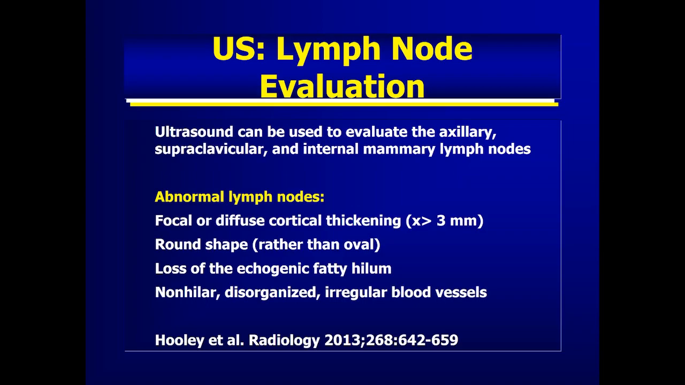Ultrasound can also help us to look at the lymph nodes. It can be helpful in evaluating the lymph nodes in the axillary, supraclavicular, and internal mammary regions. In general, abnormal lymph nodes will have focal or diffuse cortical thickening, usually greater than 3 mm. They will have a round shape. Normal lymph nodes tend to be oval, and then as they become malignant, they tend to move more towards a round shape. And there would be a loss of the echogenic fatty hilum, also with non-hilar, disorganized, irregular blood flow.